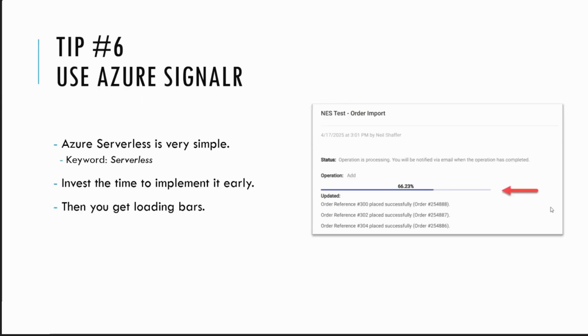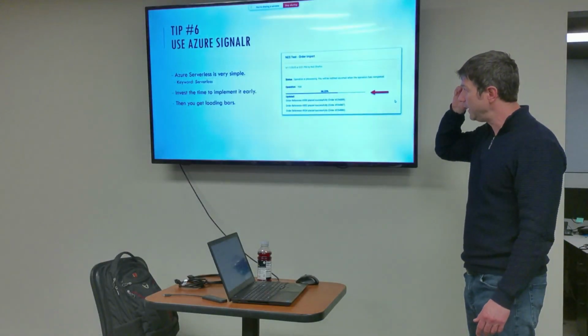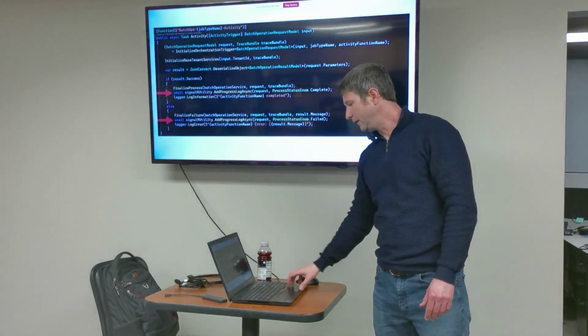So next I want to talk a little bit about Azure SignalR. I know this is a little bit off topic for Azure Functions, but I think it goes back to best practices for Azure Functions. Azure SignalR, specifically Azure serverless SignalR, is fantastic. It's super easy. This is what we do for a loading screen. You can see loading progress. This is an Angular app. You can get loading bars. And this is what the code looks like.